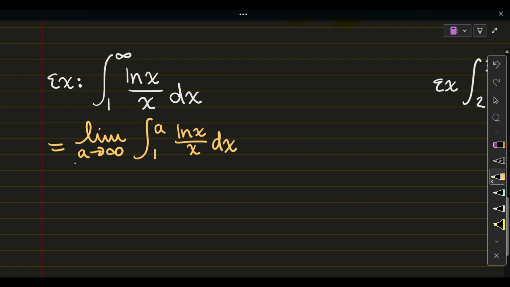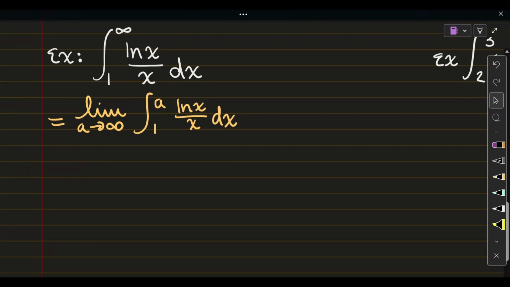Now, it's worth remarking that it doesn't matter what I put for a. I could have put b, c, d, u, alpha, beta, theta. It doesn't matter. It's a dummy variable. But for simplicity, I just choose a.